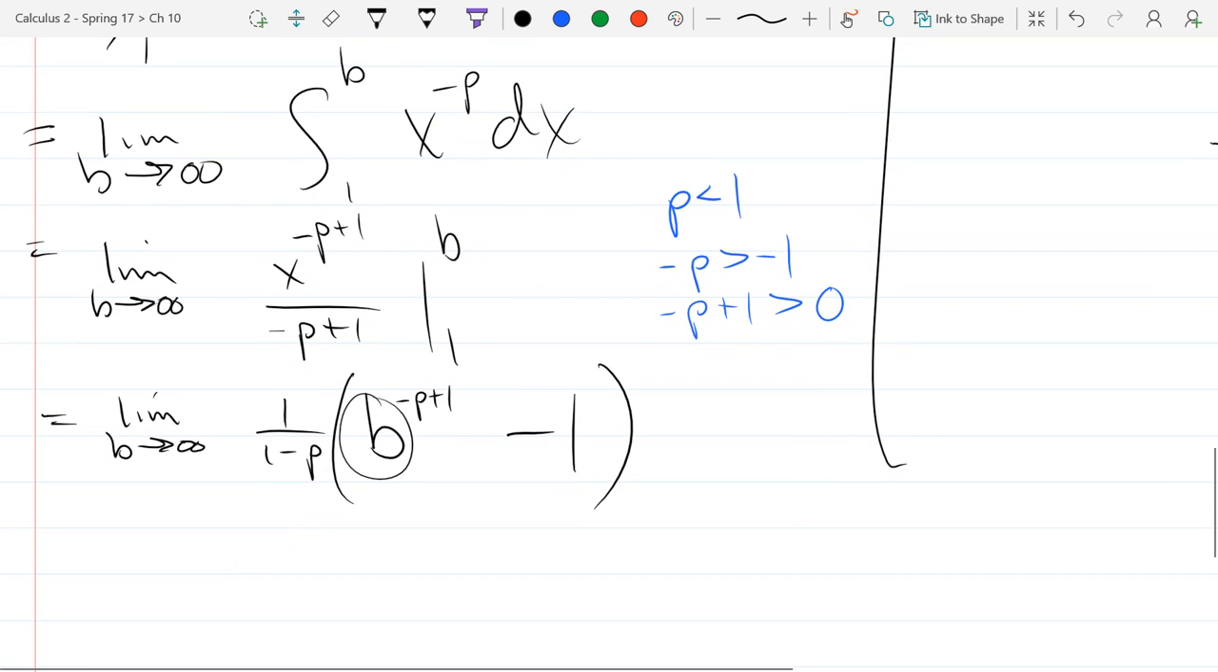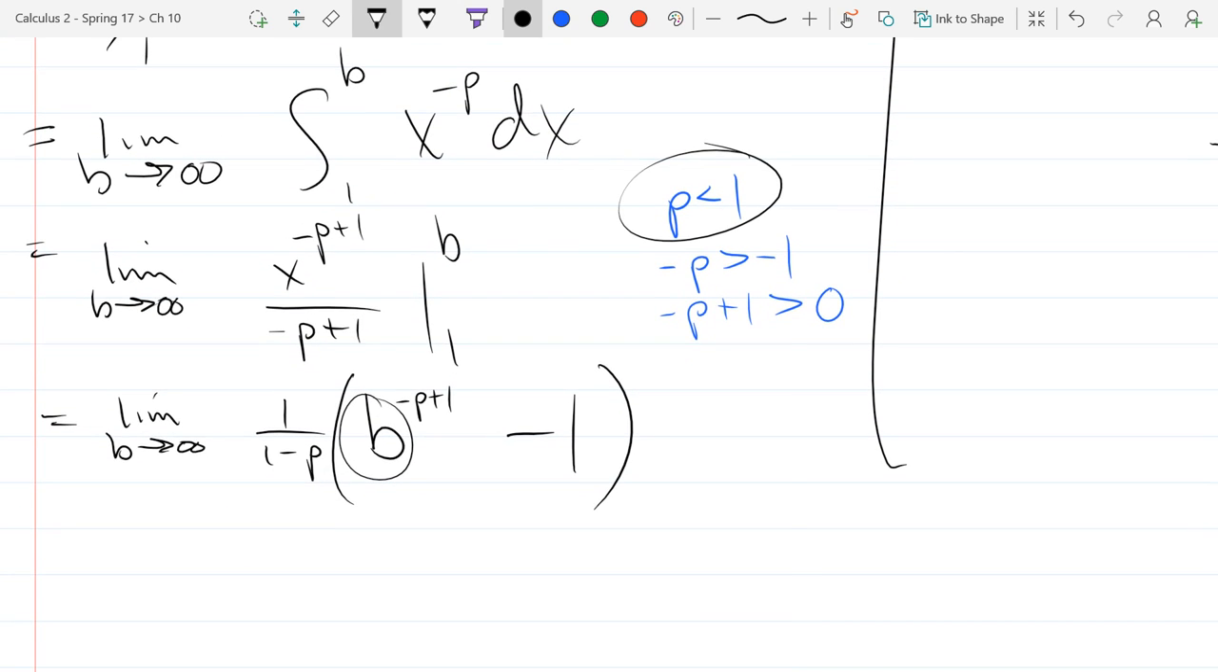So I just took the p less than 1 right here, and then I basically solved for negative p plus 1. I could have subtracted p and then subtracted 1. That's another way to get them to change sides, but I just multiplied by negative 1 instead.